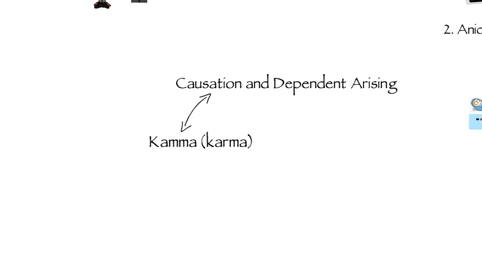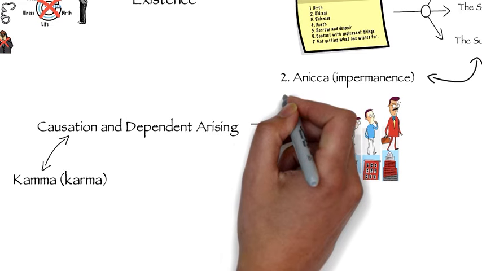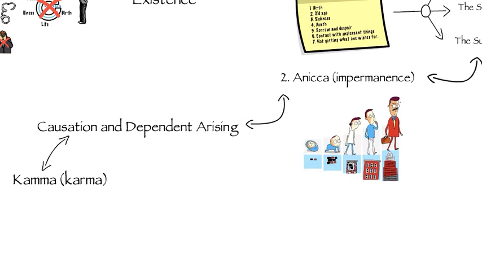Dependent arising is the idea that nothing occurs or comes into existence without a cause, something it depends on for its existence. Buddhist ideas about causation are linked to the idea that nothing is permanent. This is because everything arises in dependence on something else, and therefore disappears when the cause disappears.